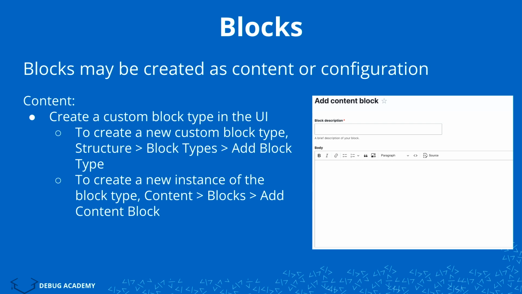So this is an example of a custom block. Just like with your content types, you have block types. So you can create your own block type. You can add fields to it, and then it will serve as a blueprint for creating your blocks. And then you can choose what to do with those blocks, like what region of the page they should be in.